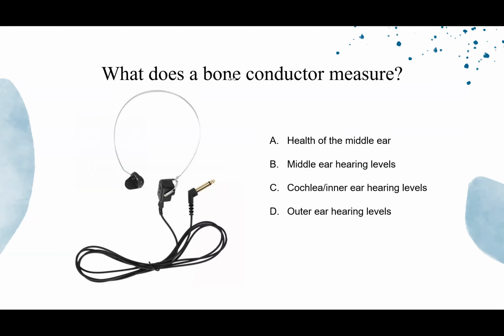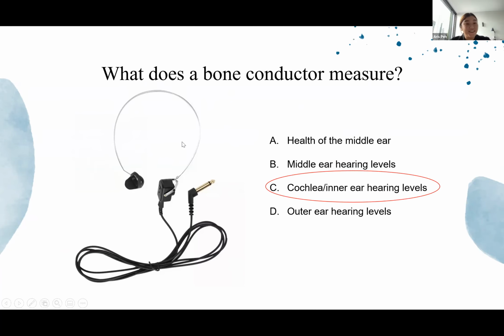At least one response and a question about tympanograms. Yep, so for this question, the answer is the bone conductor measures the cochlear and the inner ear hearing levels, because as Nada mentioned just now, the bone conductor vibrates the skull mechanically and presents the sound signal through vibration, passing through the outer and the middle ear. Yep, the next question, please.